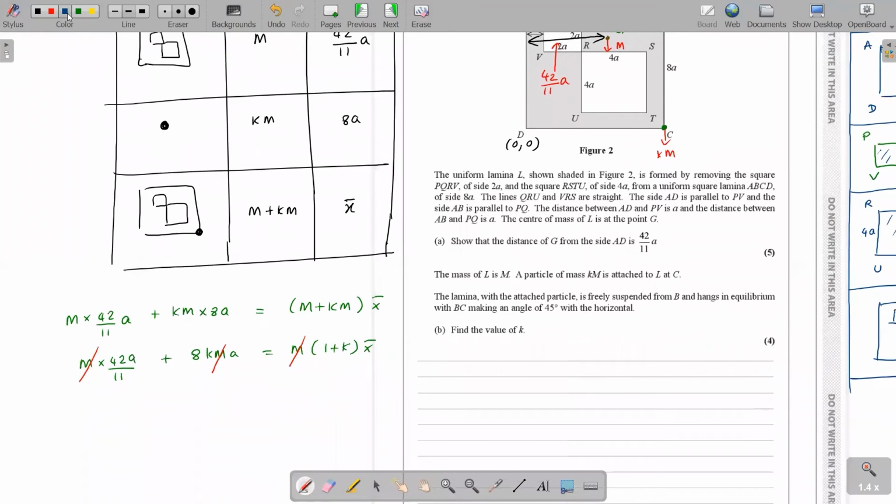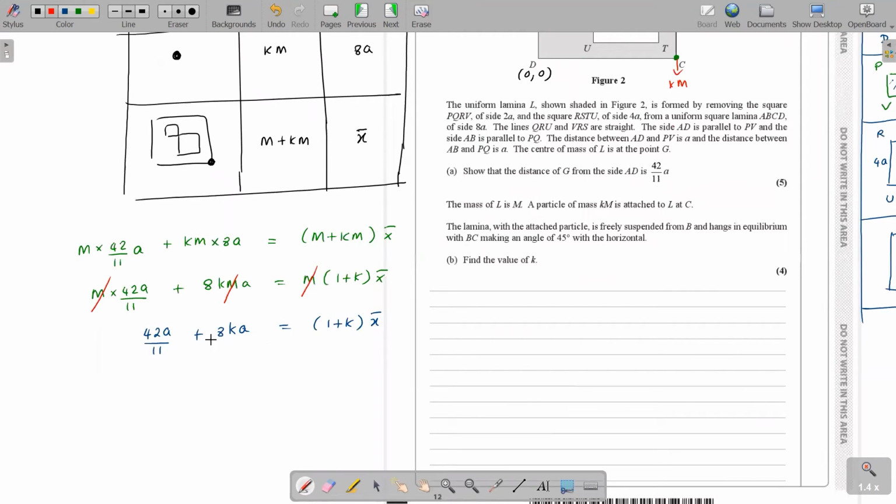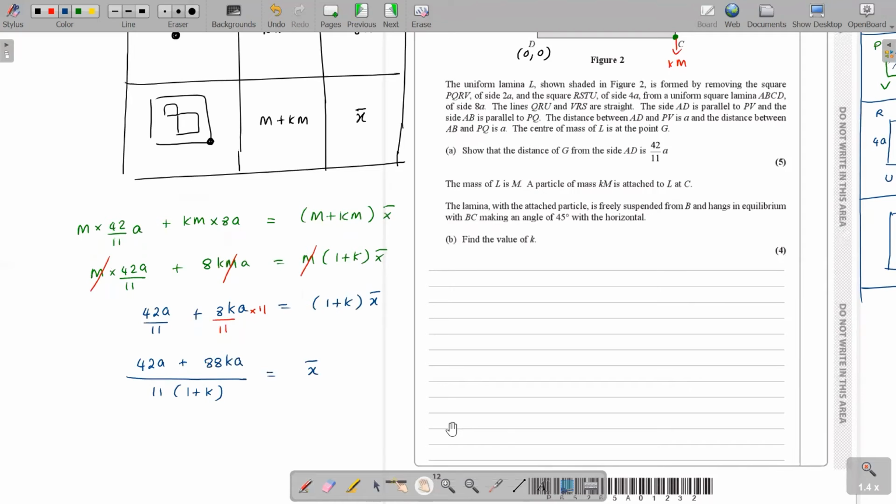Can you all add this over here? 42a over 11 plus 8. Actually, we will have to take the common denominator here, right? Let's make the common denominator here. 11 will multiply both up and down with 11. 42a plus 88ka over 11 times 1 plus k equals x bar. Is that okay? So this is the x bar coordinate that I'm getting.